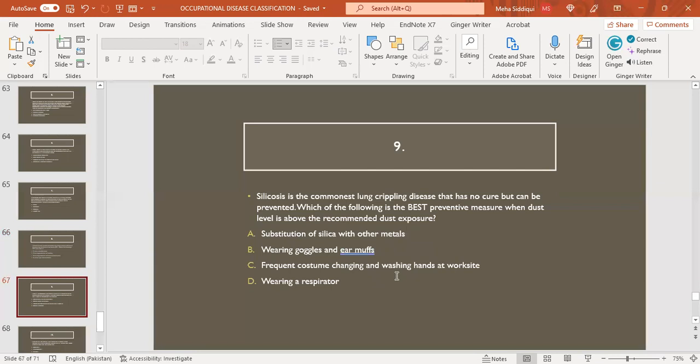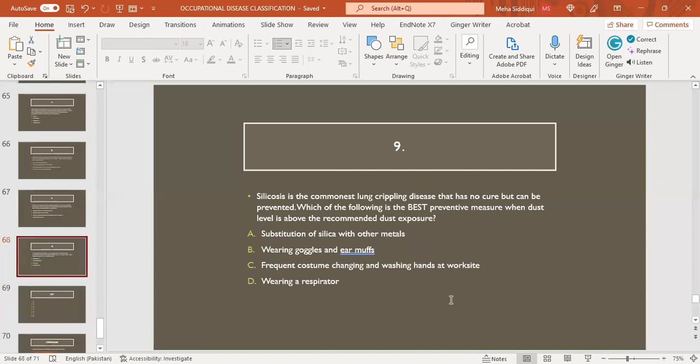D. Yes, right answer is D. Although A and C are also the preventive measures, when the dust exposure level is above the recommended levels, then there is recommendation of wearing a respirator, either full face or full body respirator.